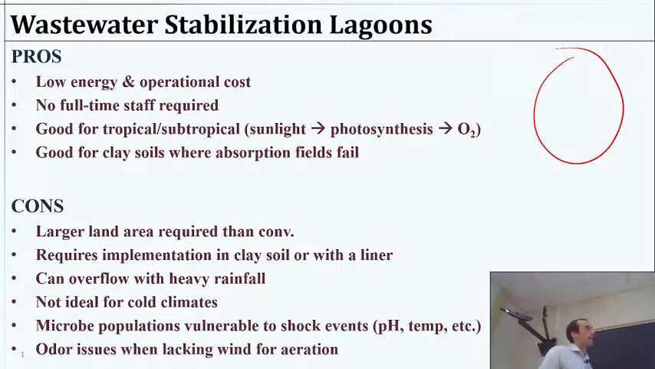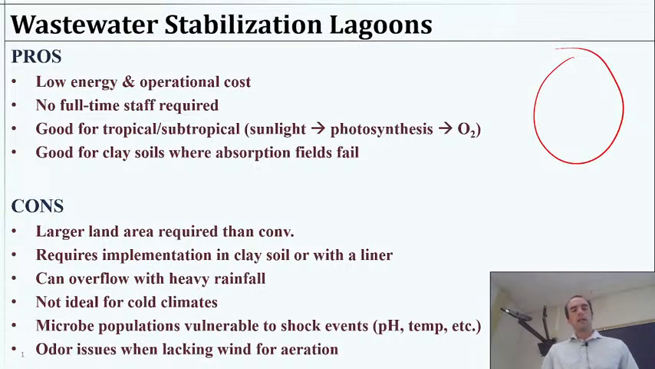It's great for cases where you're tropical or subtropical, where you have a lot of sunlight. That's another big source of oxygen for your typical lagoon system, which comes from algae photosynthesis, providing the capacity to remove that biological oxygen demand. This is also a good possibility if you have areas with lots of clay soil. Instead of using some sort of absorption field, maybe you just get a lagoon system going, design it, and use that as your wastewater treatment.